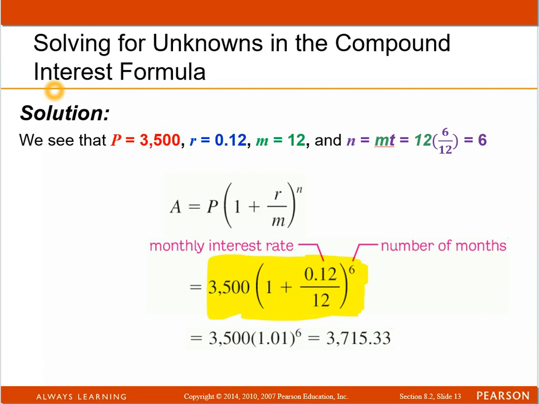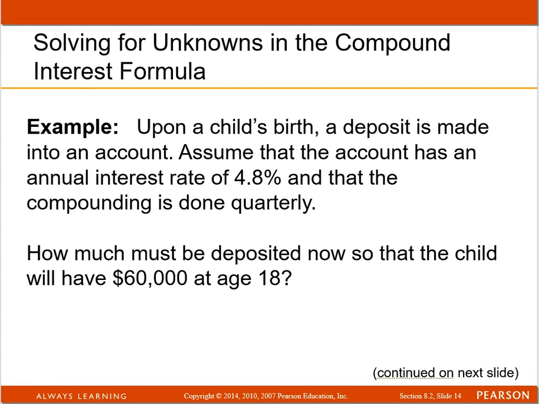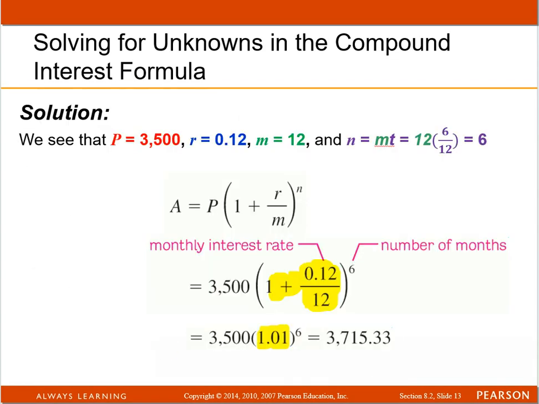they went ahead and did the stuff inside the parentheses first. They calculated 1 plus 0.12 divided by 12 and got 1.01. And then took 3,500 times 1.01, raised to the 6th power, and got that answer. And that is how much money would be in the account when they were done. If you want to know how much interest there would be, I would simply take this number and subtract the 3,500 to figure out how much has accumulated, and $215.33.